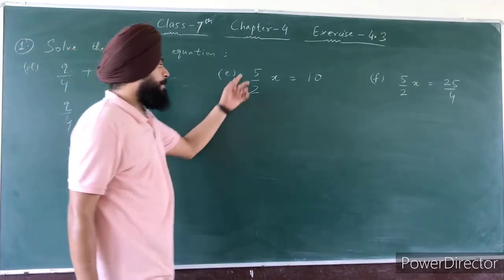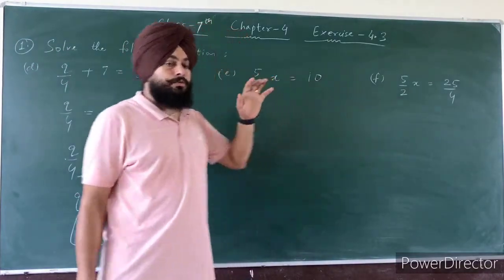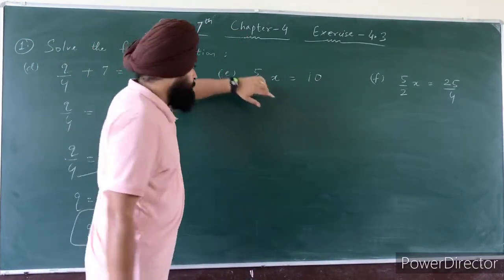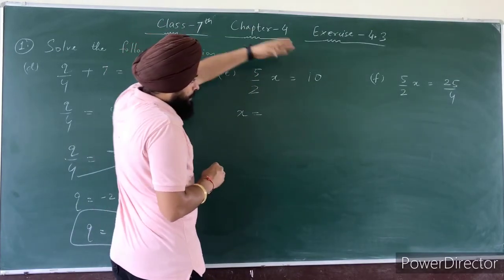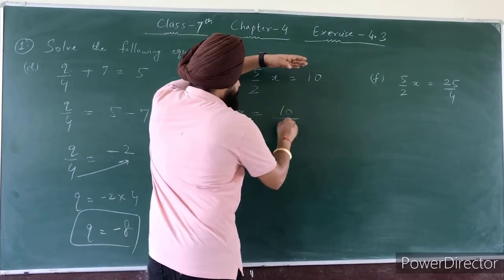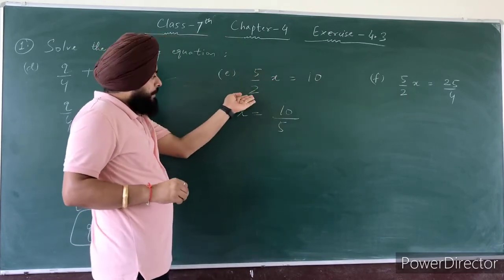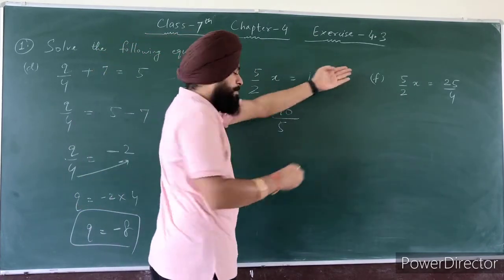Next E part, 5 by 2 x is equal to 10. So 5 by 2 is multiplied with x. So check here. When you take this 5 on the right hand side, it is divided into 10. And when you take this 2 on the right hand side, it is multiplied with 10.